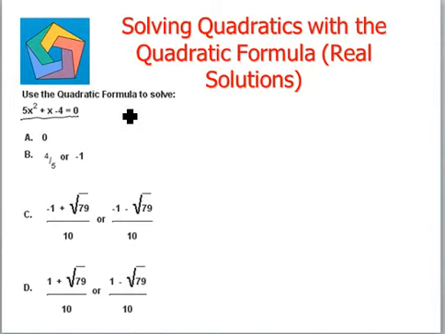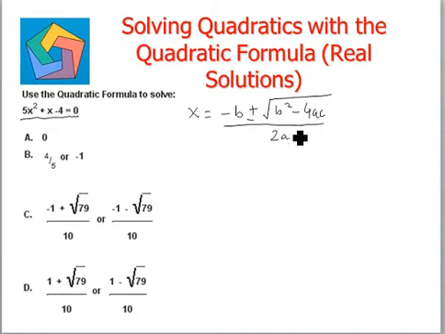Before we start, let's look at what the quadratic formula is. The quadratic formula for any given quadratic equation is given by x equals negative b plus or minus the radical of b squared minus 4ac, all divided by 2a, that is 2 times a in the denominator, where a, b and c are the coefficients of the x squared, x and the constant term in the given quadratic equation.